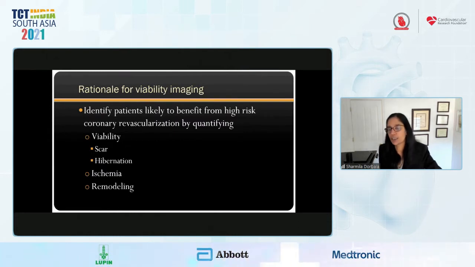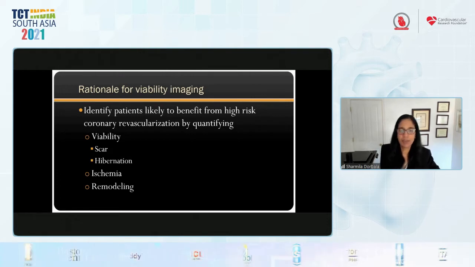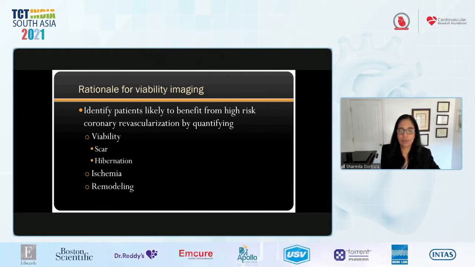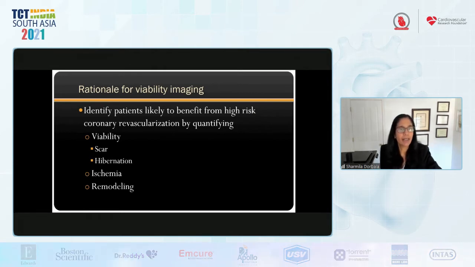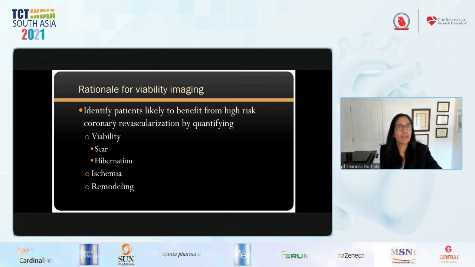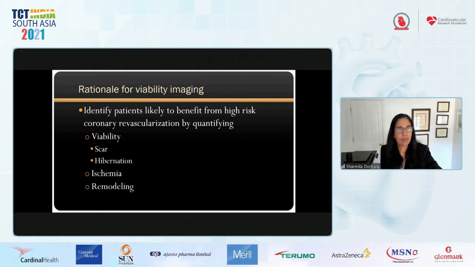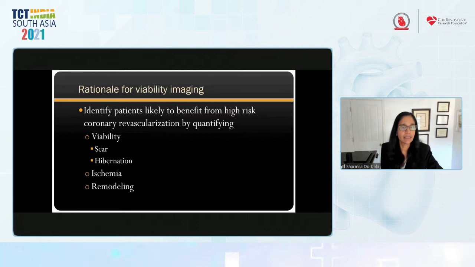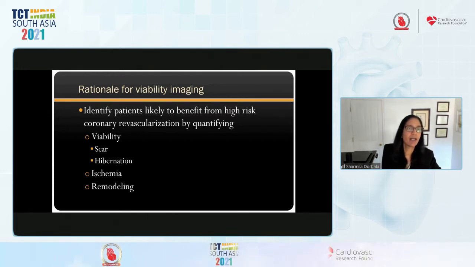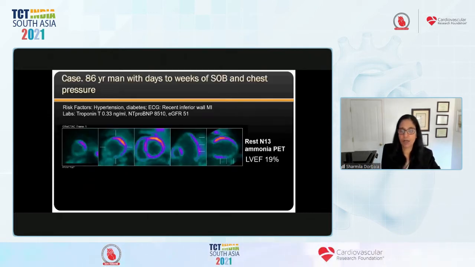So what's the rationale for viability imaging? Primarily to identify patients who are likely to benefit from high-risk coronary revascularization procedures by identifying viability, by defining the amount of scar and hibernating myocardium, by looking at the amount of ischemia, as well as by defining myocardial remodeling.